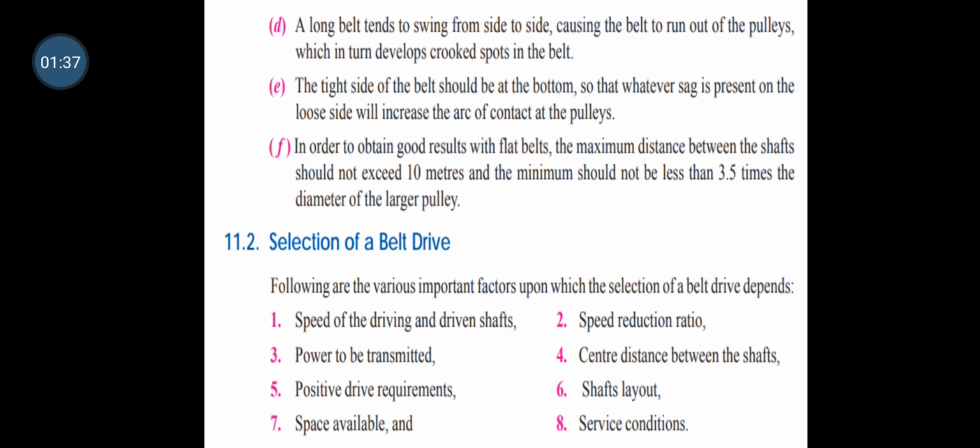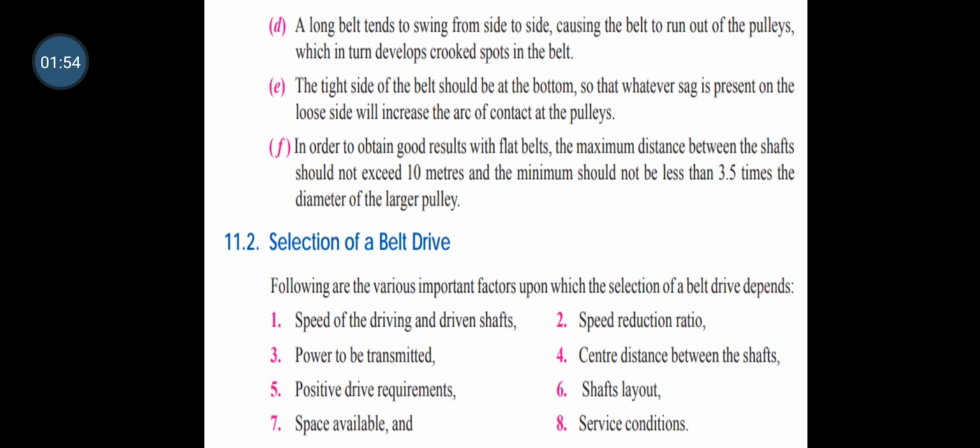In order to obtain good results with the flat belt, the maximum distance between the shafts should not exceed 10 meters and the minimum should not be less than 3.5 times the diameter of the larger pulley.